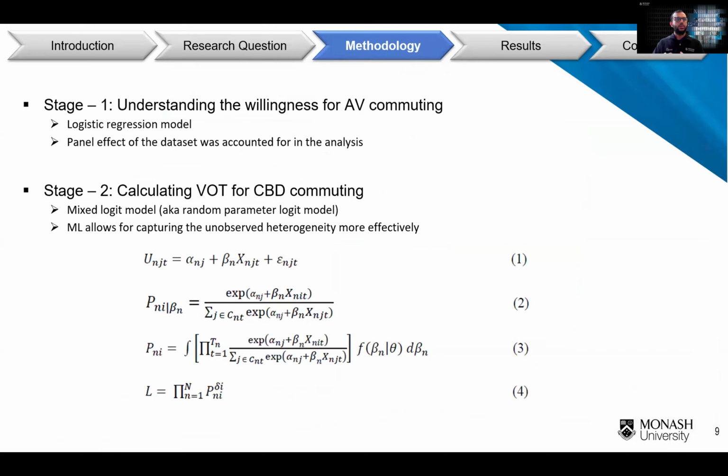We analyzed everything in 2 stages. The first stage is to understand the willingness for AV commuting, where we employed a logistic regression model with panel effect for the analysis. Second, we calculated the VOT in CBD commuting. We employed several mixed logit models because they allow us to capture unobserved heterogeneity more effectively. The equations are provided here, but I'm not going to discuss them. You can find them in the literature as well, or if you have any questions, you can ask me later on. Moving on to our next section.